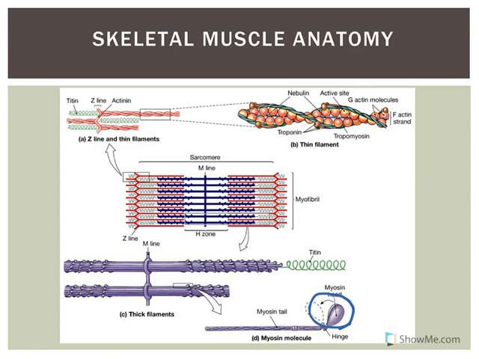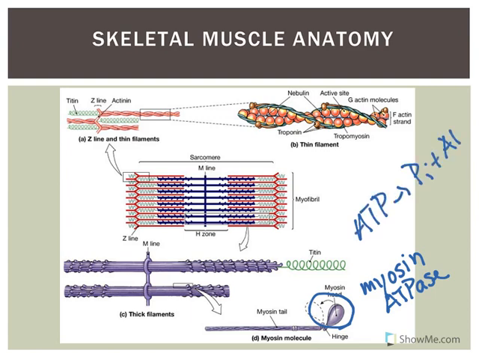It has a binding spot for it, but it also has an enzyme called myosin ATPase. ATPase hydrolyzes ATP into inorganic phosphate and ADP. Now, the ATP and its hydrolysis is going to be important in muscle contraction.